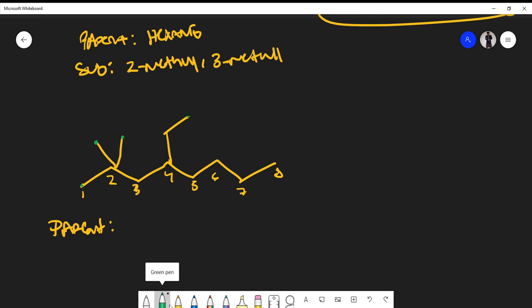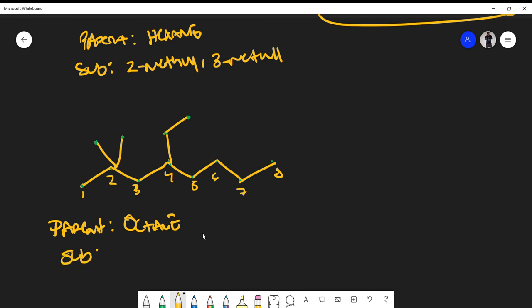If I start from here, this will not give me octane, right? Because this would be 1, 2, 3, 4, 5, 6, 7. I would get only heptane. Octane beats out heptane. If we go in this direction, 1, 2, 3, 4, 5, 6, now I get hexane. It's even worse. So the parent in this case would actually be octane.